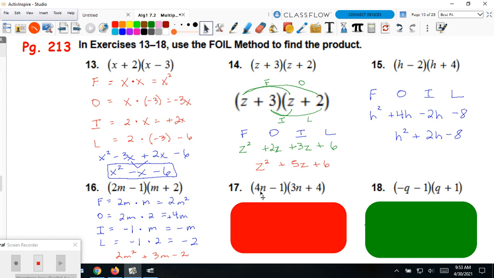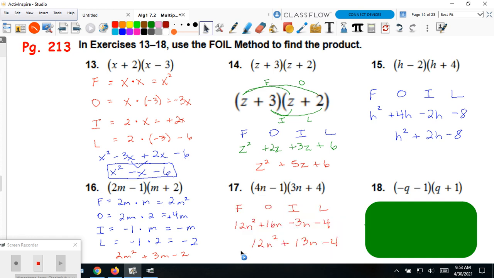Number 17 with n as the variable on this one. So your F, your first terms, 4n times 3n is a 12n squared. Your outer ones, 4n times 4 is a 16n, so it's positive 16n. Your inner ones are negative 1 times 3n, which is negative 3n. And then the last one's negative 1 times 4 is negative 4. And we combine the n's here in the middle. So the n's combine their like terms, take 3 away from 16, it's 13. So 12n squared plus 13n minus 4 is our answer.